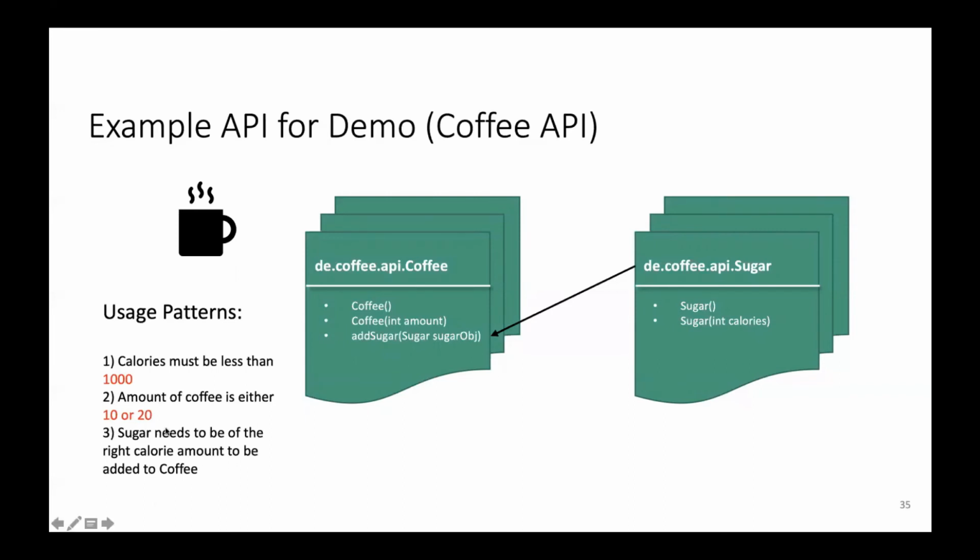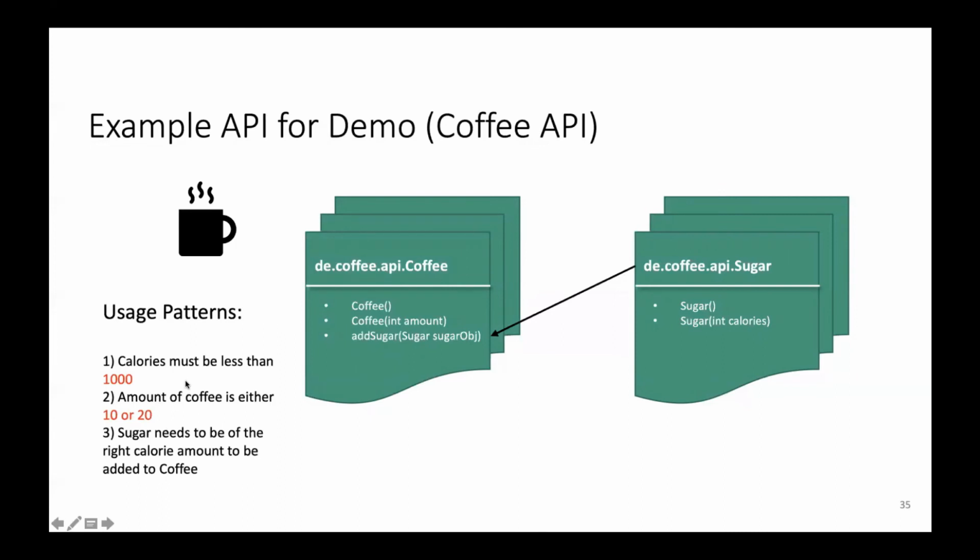And the amount of coffee has to be one of two options. It has to be 10 or 20. So we can say 10 relates to a small coffee, 20 relates to a big coffee. That's it. And then the third part is that the sugar you're adding into your coffee should be healthy or secure or whatever it is, based on the first rule.